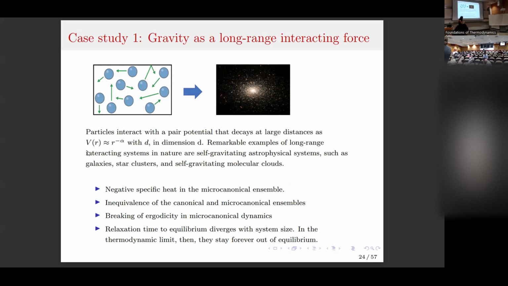For instance, if we include gravity, we come to the effect that we can find negative specific heat in the microcanonical ensemble. We will find an inequivalence of the canonical and microcanonical ensembles. We will find breaking of ergodicity in microcanonical dynamics. And finally, there will be a disanalogy with respect to the relaxation time. As I said at the beginning, in the case of short-range interacting systems, relaxation time is not proportional to the number of particles, but in the case of long-range interacting systems, relaxation time becomes proportional to the number of particles, which means that we will have problems when we use the thermodynamic limit, because it will mean that the system will never equilibrate, right?